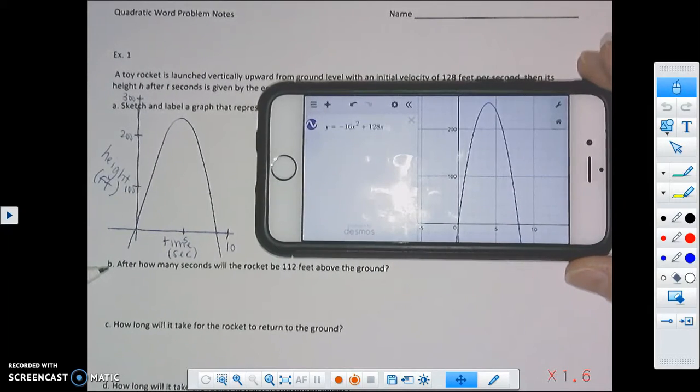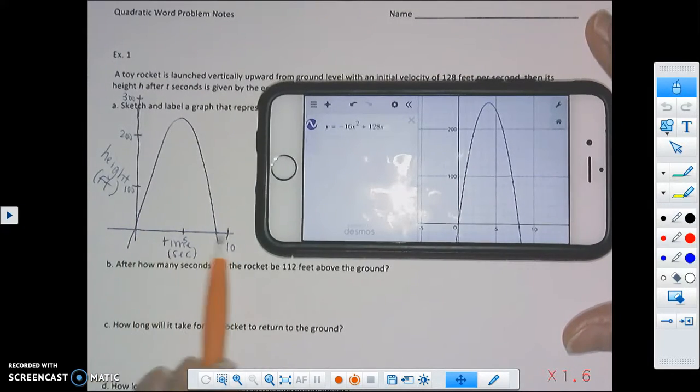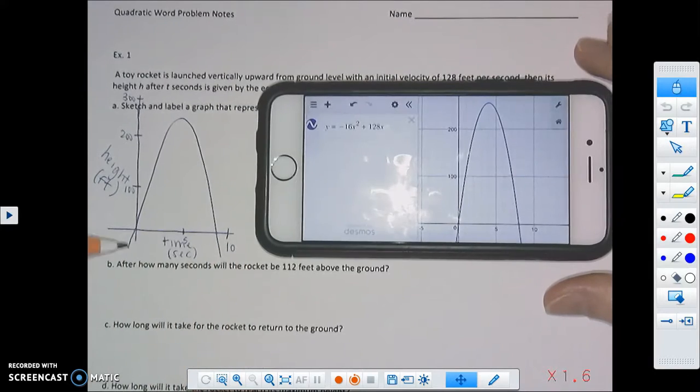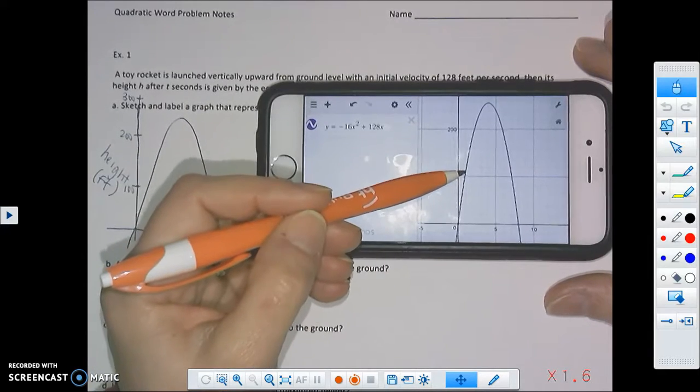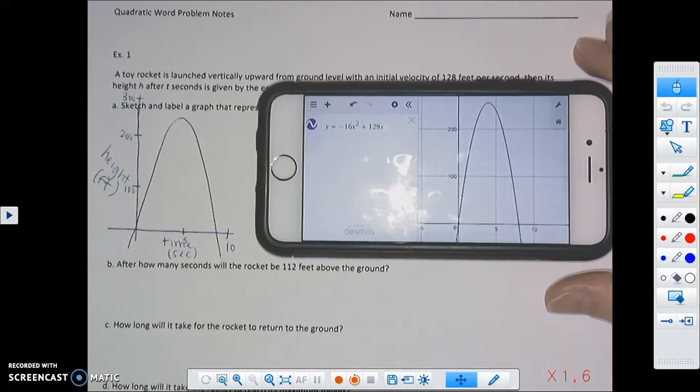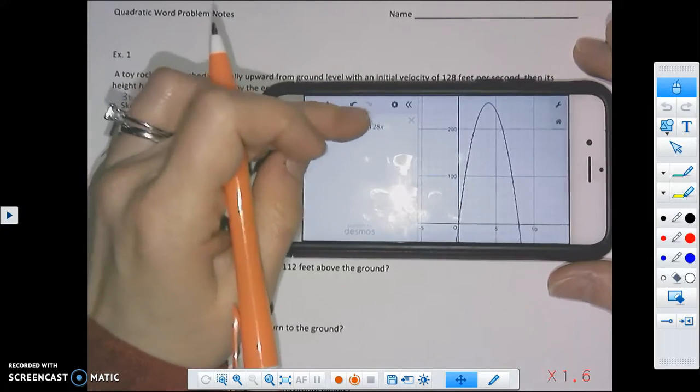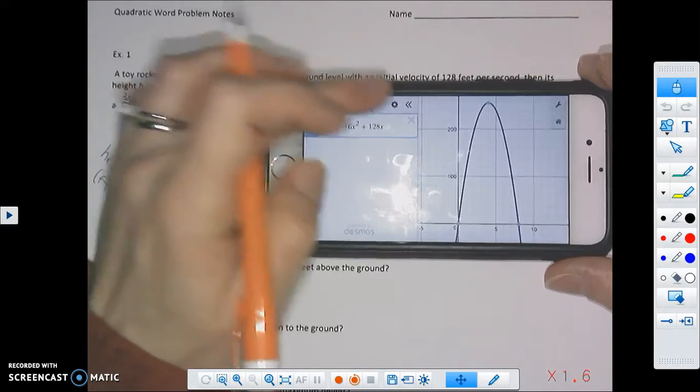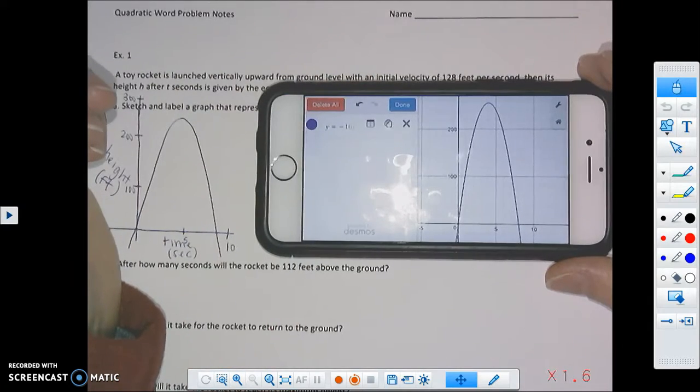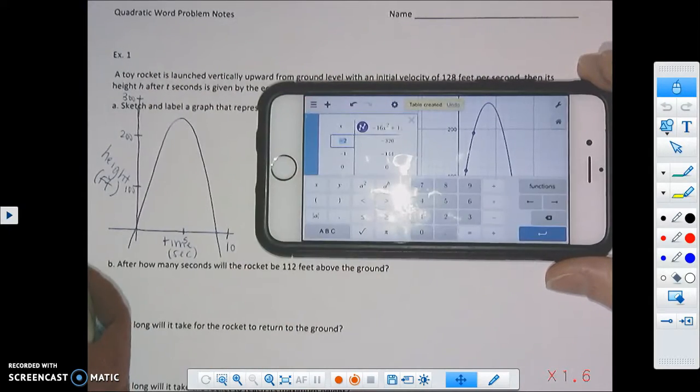Part B says, after how many seconds will the rocket be 112 feet above the ground? Okay, where's the ground in this situation? The ground is going to be here, your x-axis, and then here is going to be our height. So it says after how many seconds, after how much time this way, are we going to be 112 feet above the ground? So we know we're going to be somewhere right on this area, or if I look over here, it looks like it's going to be pretty close to 1 second, but we want to figure out the actual value of it. So if you click on the graph itself, and it's highlighted over here, click on the little gear at the top, and then click on the table.